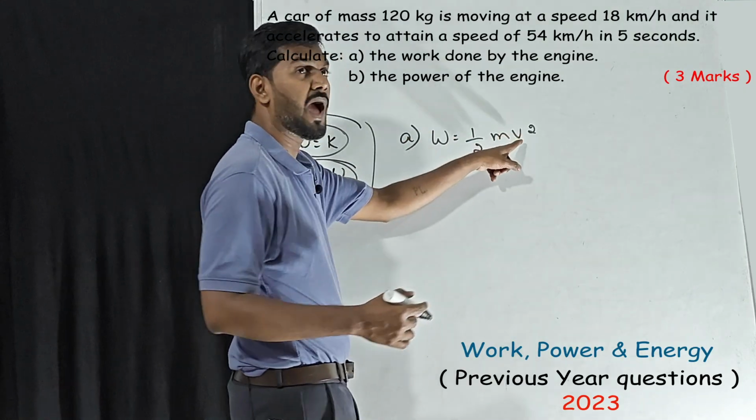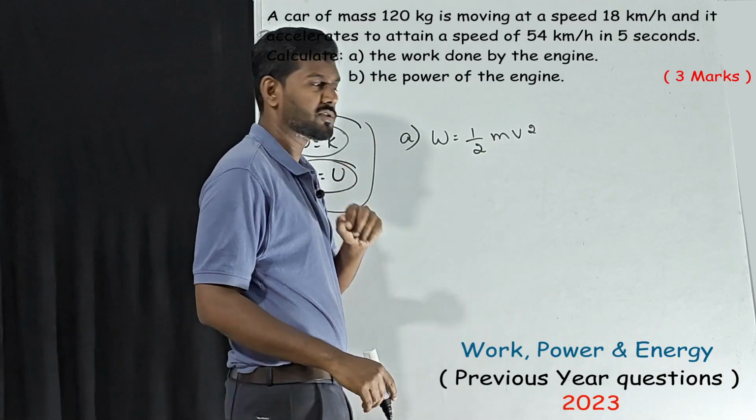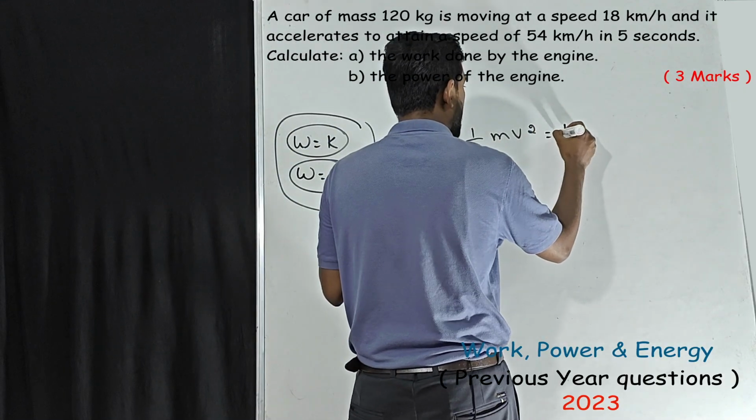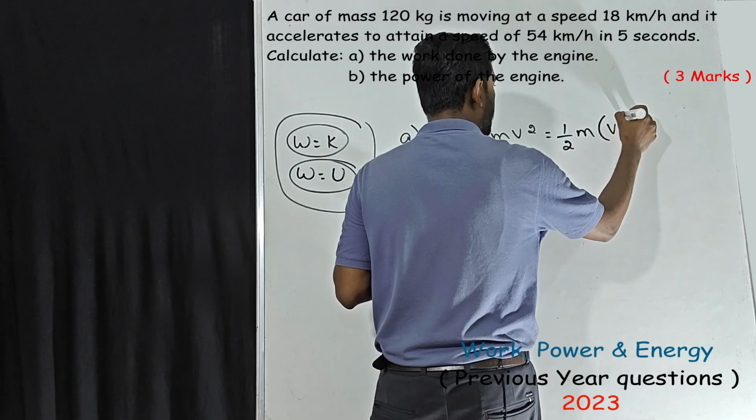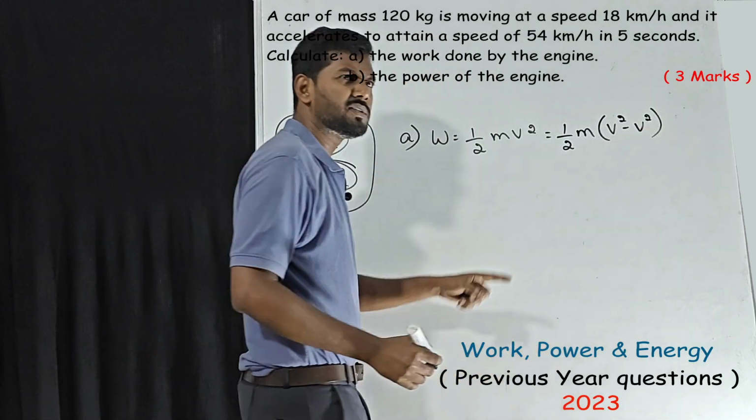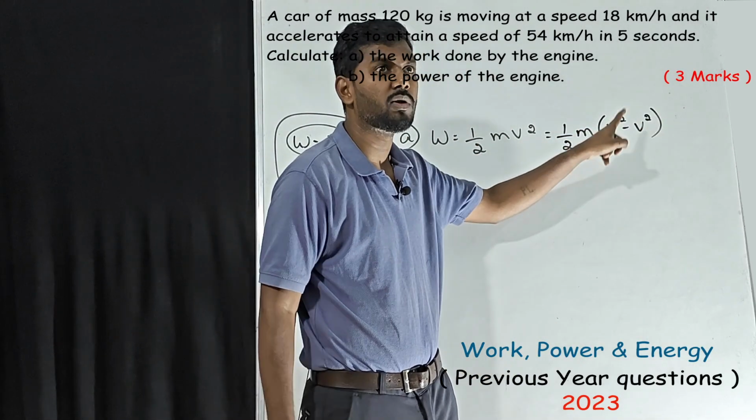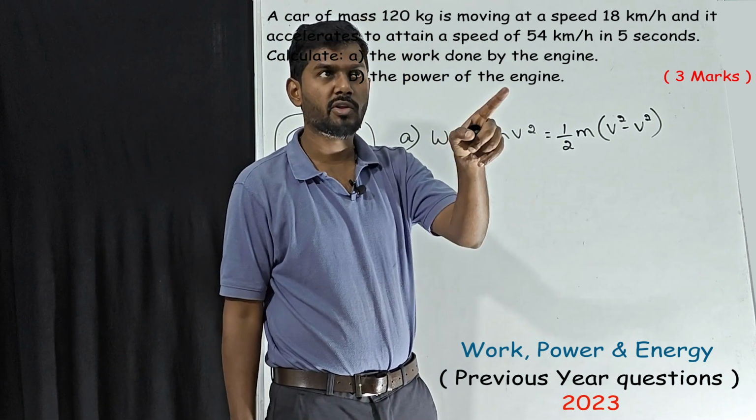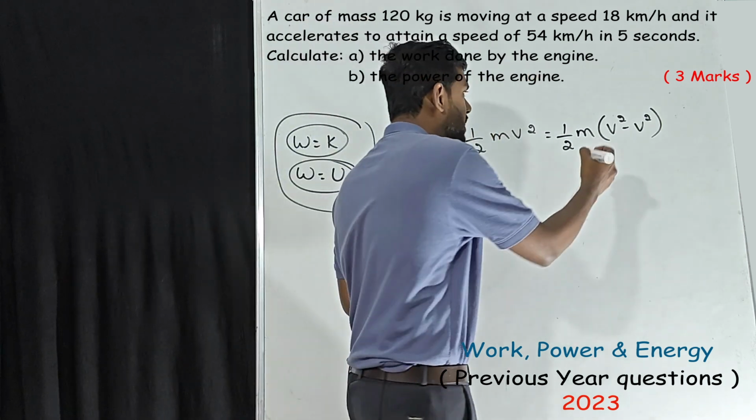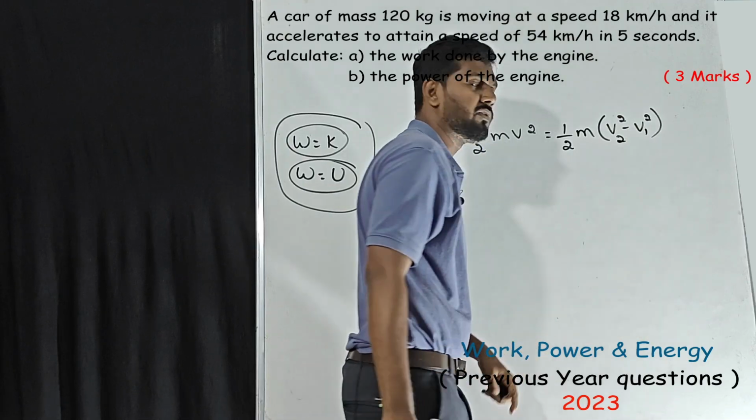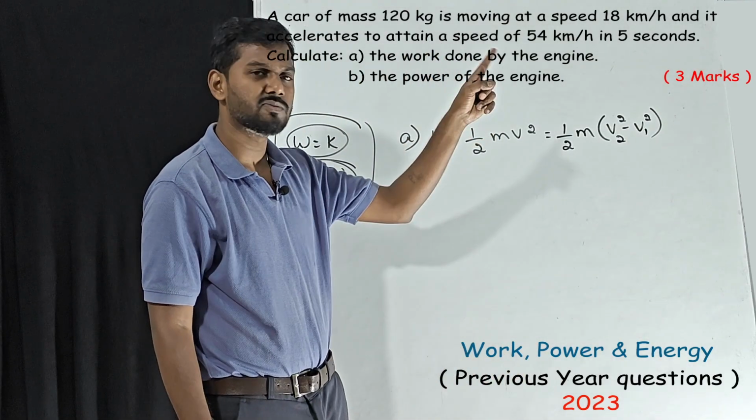And in this question they have given two velocities, so this will be half m times v square minus v square. So what is the first v we are talking about, which is the greater value? 54. So that is the second velocity. According to the question, that is the second velocity. So this is v2 square minus v1 square. Okay, v2 square minus v1 square.